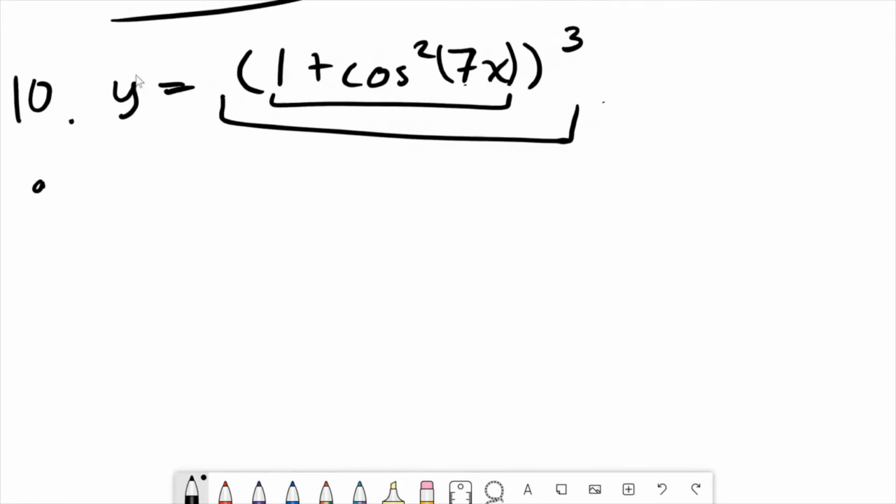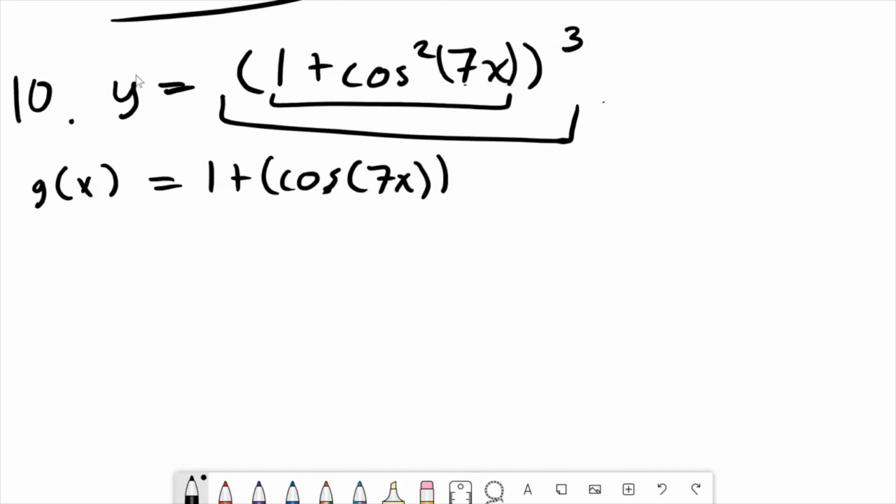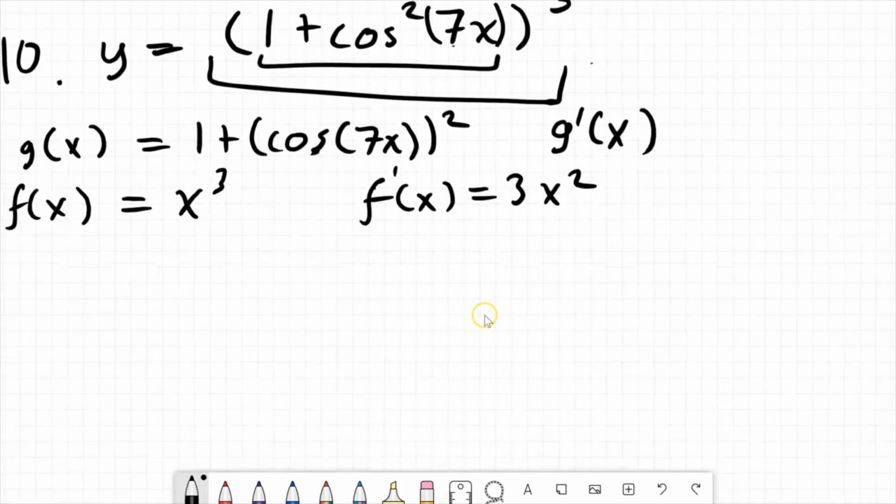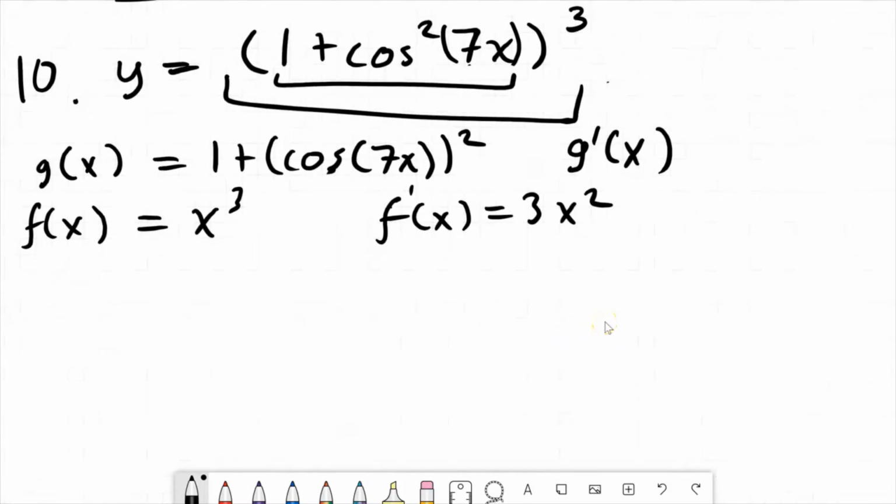They're kind of like the big picture. So g of x is equal to 1 plus cosine. I'm going to rewrite it in an easier way: cosine of 7x squared, and then f is x cubed. That means the derivative of f is 3x squared, and then for the derivative of g, we have to use the chain rule here. And the derivative of 1 is 0, so it's really just the derivative of cosine squared. Oh, this is a quadruple composition. That's what I just realized right here. Let's do some side work instead.